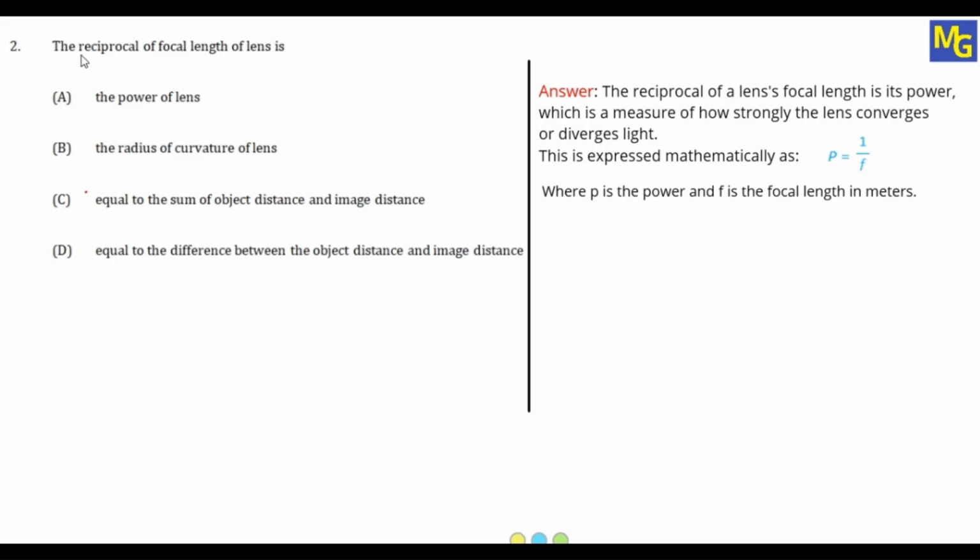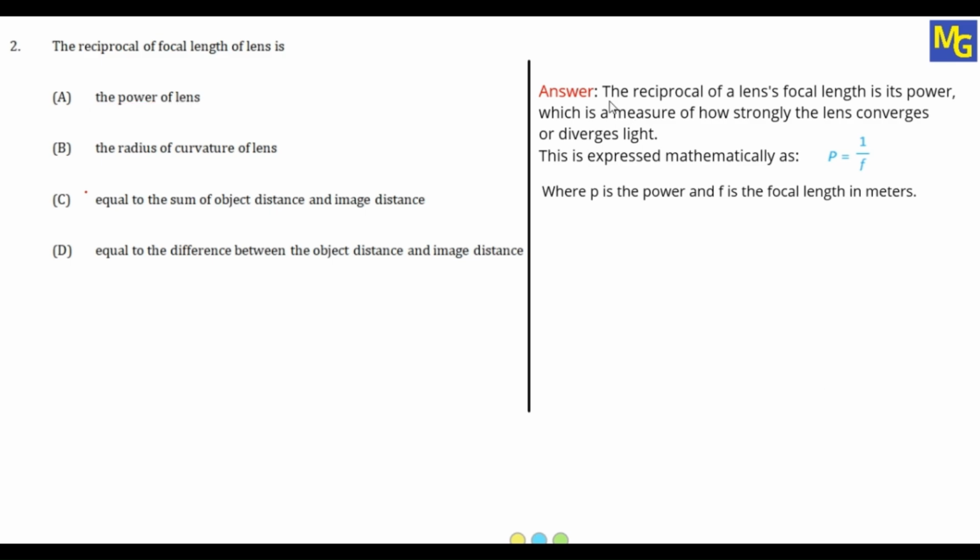So the second question is, the reciprocal of focal length of lens is. Focal length is nothing but F. So if you take a reciprocal of focal length, then it is called as what? So this is the question. Actually here the answer is option A, that is the power of a lens.